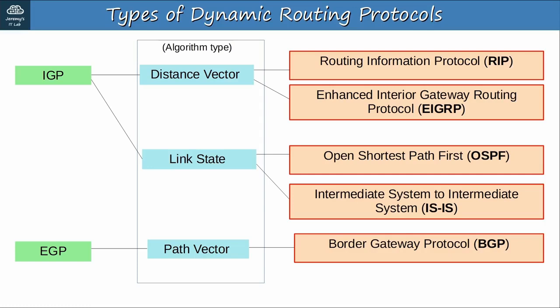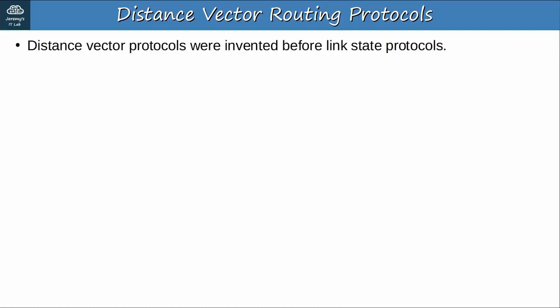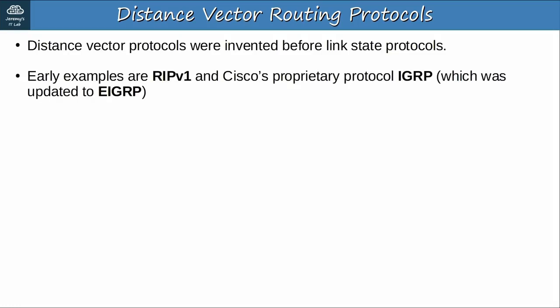Okay, now I want to outline the characteristics of distance vector and link state protocols. I'll start with distance vector routing protocols. Once again, the distance vector protocols we will learn about are RIP and EIGRP. Distance vector protocols were invented before link state protocols, in the early 1980s. Early examples of distance vector protocols are RIP and Cisco's proprietary protocol, IGRP, which was later updated to become EIGRP.